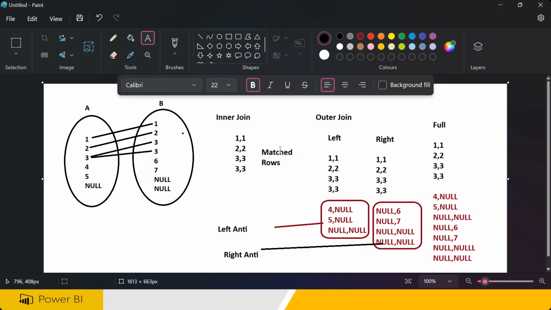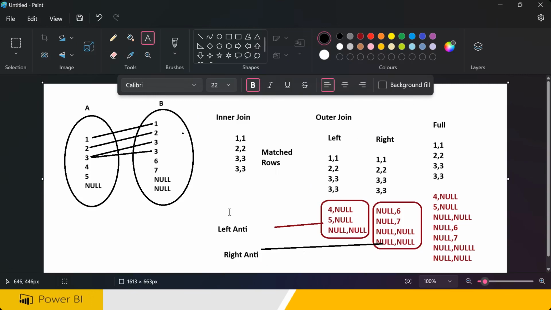Clear? So left join will be matching data plus unmatched data. What is left anti? Pure unmatched data. Venn diagrams, you can easily write it. So this is what is called left anti, right anti. All these things you can easily understand. We can use Venn diagrams from mathematics, right? A intersection B, B intersection A, A minus B, B minus A. Those Venn diagrams you can also use because those are mathematics.